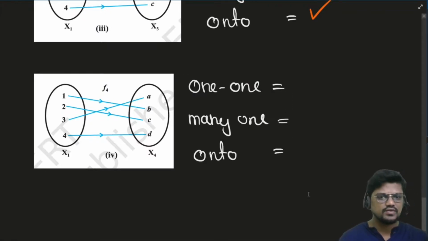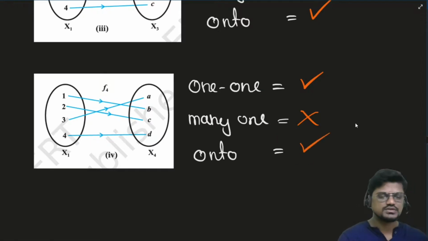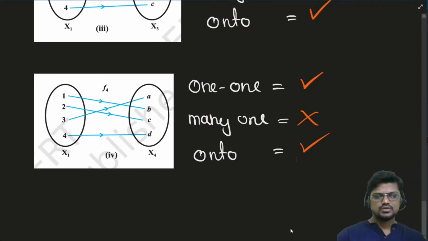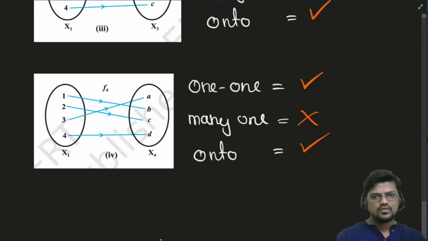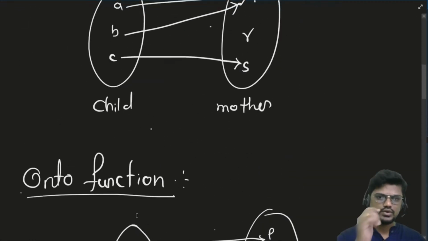can I say it is a one one function? Very good. Yes, it is a one one, so it is not many one. Can I say it is an onto function? Very good. It is an onto function also. Fine. Okay. Now one more thing is remaining. Just a moment, guys. One more thing I forgot to tell you.